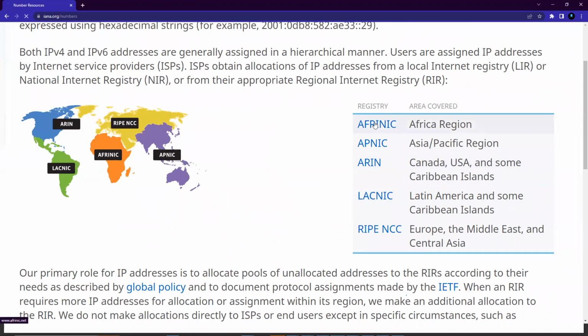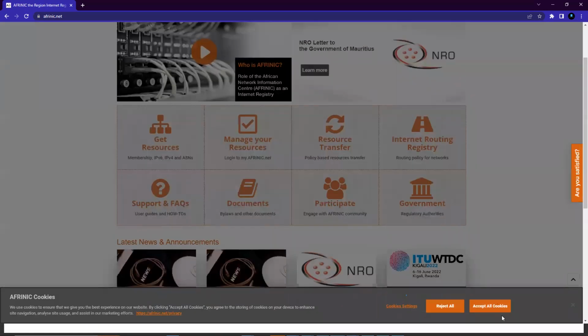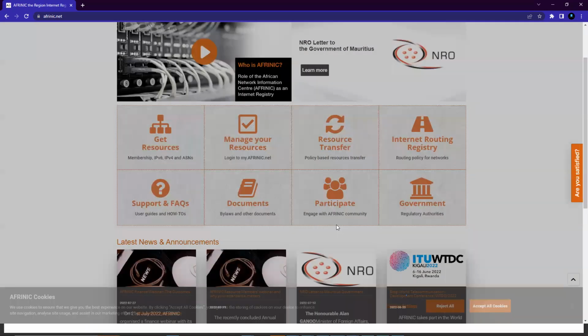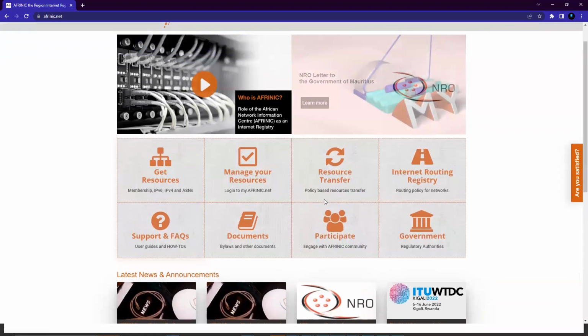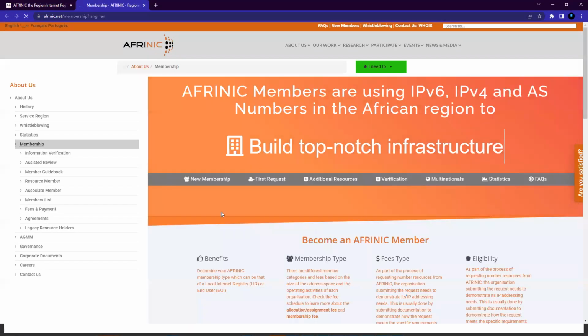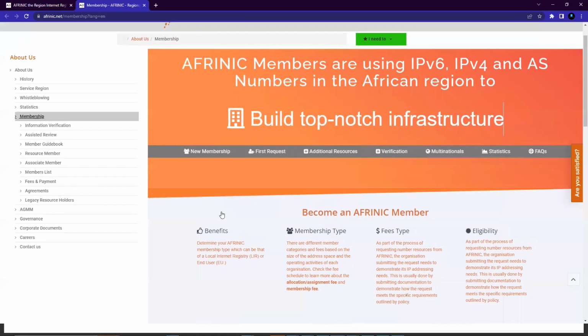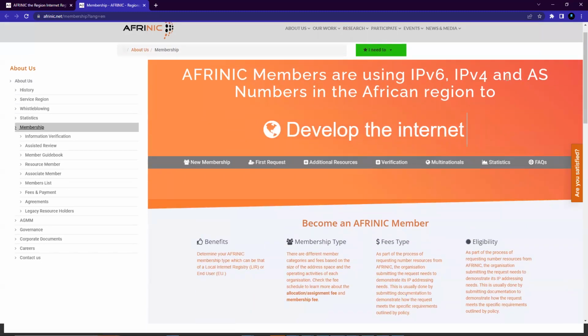So let me just look at the first one of it, which is maybe the Africa region. So assuming you want an IP address, you can go there and then let's say you request an IP address. And then I think here, you just go here. I think they'll ask you some questions. And then they're saying that they are in charge of IPv6 and IPv4 addresses, access, and autonomous system numbers in Africa. So all those people in Africa.